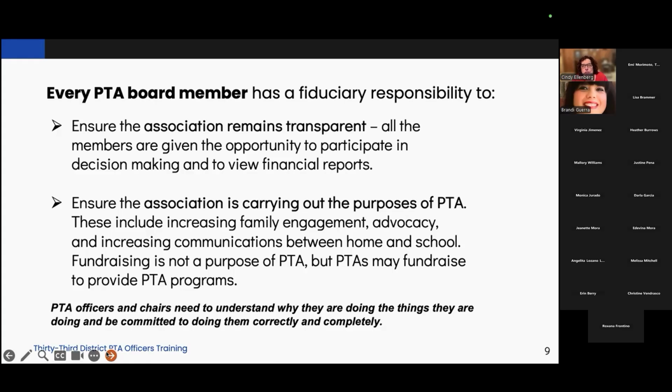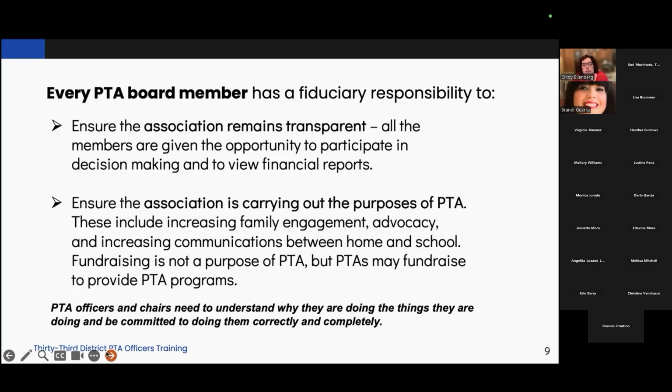It's also your fiduciary responsibility to ensure that your association remains transparent. All members are given the opportunity to participate in decision making and view the financial reports. And that's the reason we do it every month. The minutes are reviewed, and all this information is put into our financial review to make sure we are being transparent and following the processes outlined for PTA.